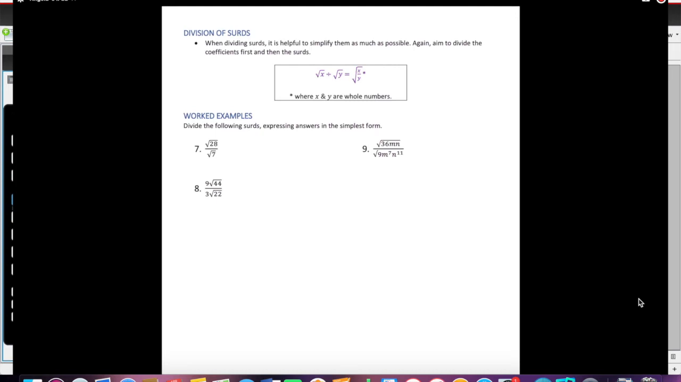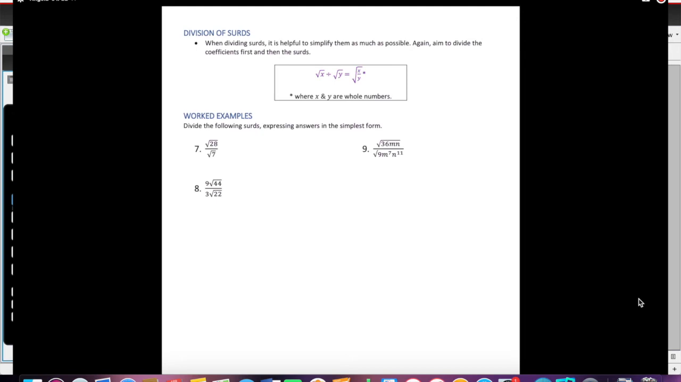So here I've written root x divided by root y is the equivalent to writing x divided by y all under the root sign. So if we take a look at the first example, which is question 7, I've written root 28 divided by root 7. Now you can do a couple of things here. You can either choose to simplify root 28 first and then go on and divide, or what you can do is rewrite the fraction. So I'm going to choose the rewriting the fraction option just because I haven't given myself enough space to actually do any working out.